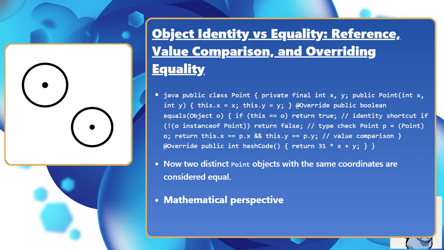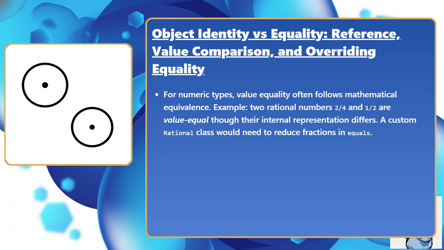Mathematical perspective. For numeric types, value equality often follows mathematical equivalence. Example: two rational numbers, 2/4 and 1/2, are value equal though their internal representation differs. A custom Rational class would need to reduce fractions in equals.